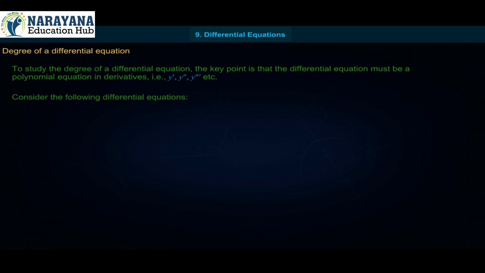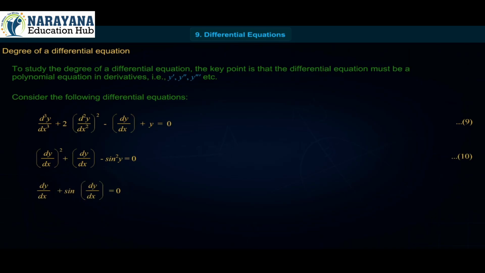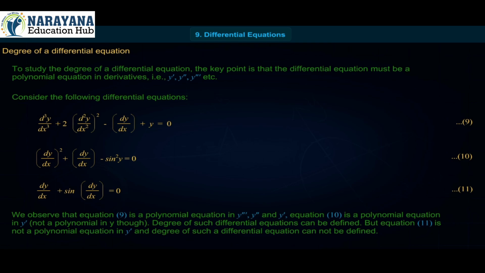Consider the following differential equations. d³y/dx³ + 2(d²y/dx²)² − dy/dx + y = 0, equation 9. (dy/dx)² + dy/dx − sin²y = 0, equation 10. dy/dx + sin(dy/dx) = 0, equation 11. We observe that equation 9 is a polynomial equation in y''', y'' and y'. Equation 10 is a polynomial equation in y', though not a polynomial in y.